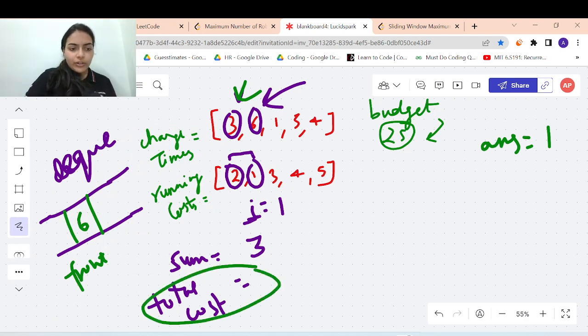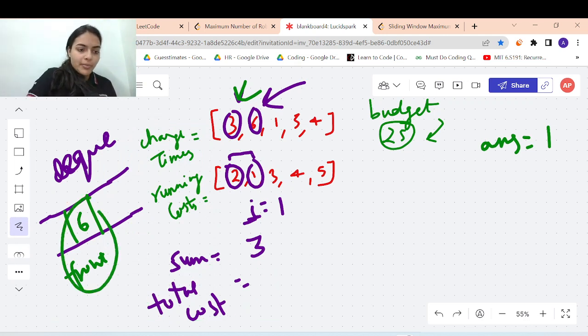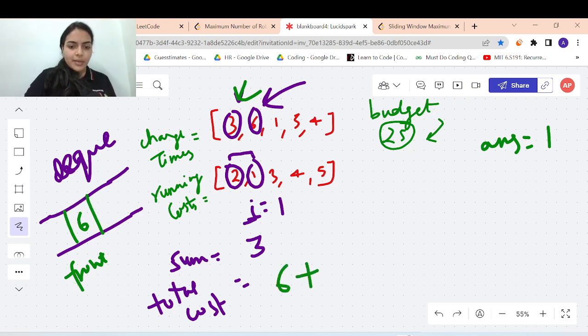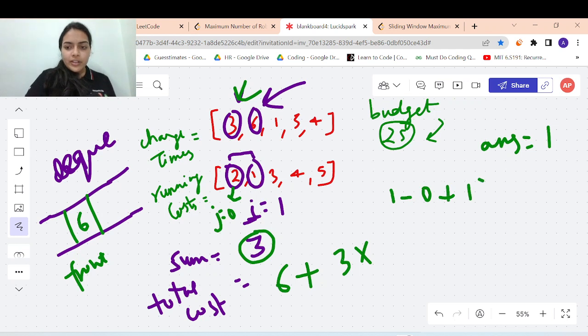Now let's calculate the total cost. Okay, what is the maximum element? Get the frontmost element. This is the maximum element. And what is the sum? Sum is equal to 3. How many elements you have picked? Easily you can get. Where is your I pointer? I is equal to 1. And where is your j pointer? J is equal to 2. That means you have picked 2 elements. I minus j plus 1 will give you the number of elements that you have picked, right? I is the end pointer, j is the start pointer.